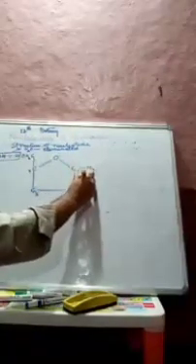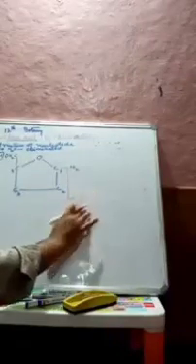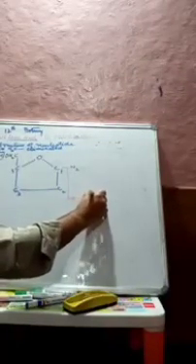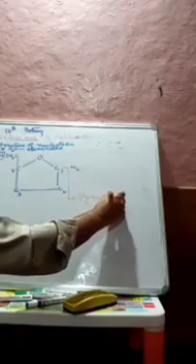Now, the bond. There are two bonds: the fifth carbon with the phosphoric acid, and the first carbon with the nitrogen base. This bond found here is called the glycoside bond. That is the bond between carbon first and the nitrogen base.